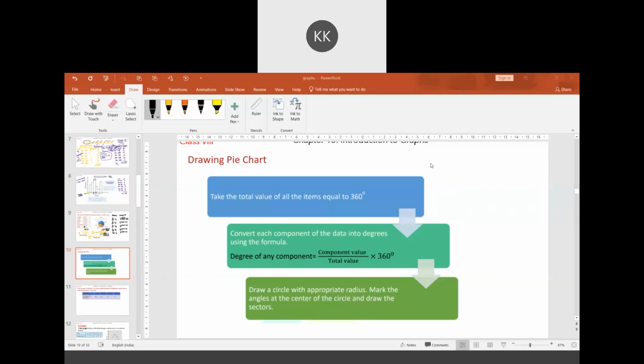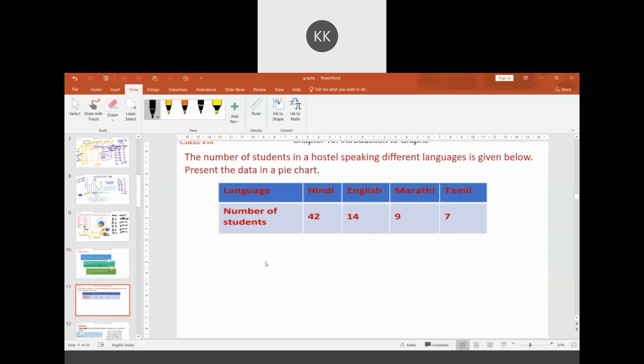Any doubt till now? The line graph and linear graph I shall tell in the next class. Before winding up, see the question here. The number of students in a hostel speaking different languages is given below; represent the data in a pie chart. When any question of this type is given, always find the total.